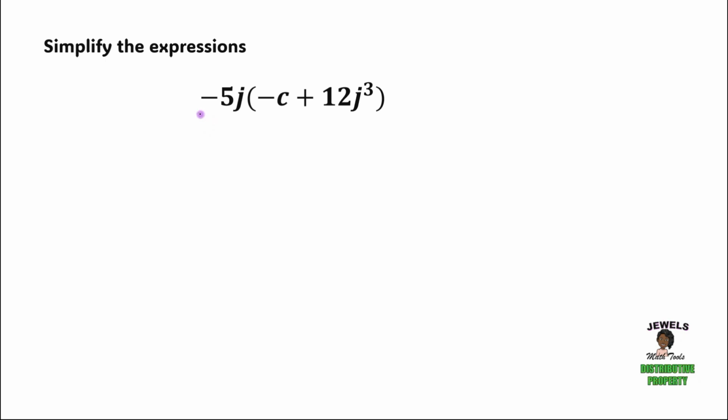So remember that when we're applying our distributive property, this means that our term on the outside of our parentheses is being multiplied to everything inside of the parentheses. So that means that my negative 5j will be multiplied to my negative c. And then we are going to take our negative 5j and we're going to multiply it to our 12j cubed.